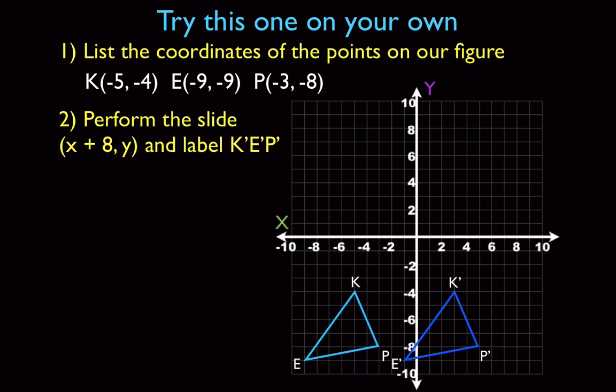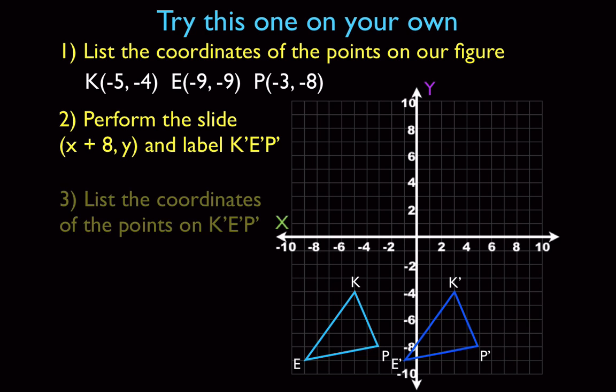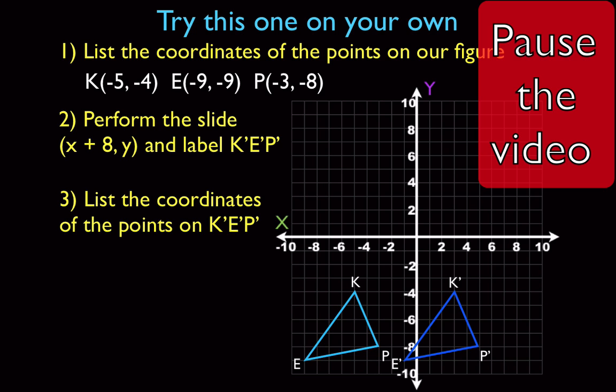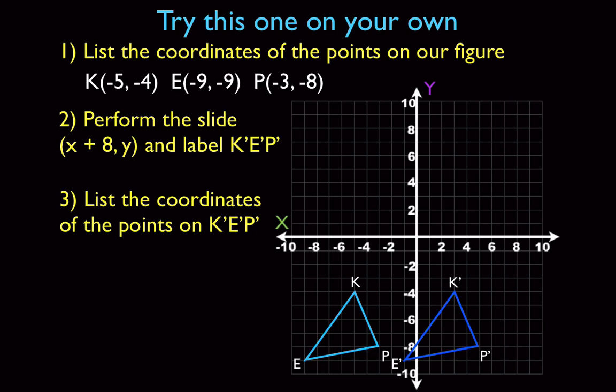As you can see, I went from -9 on the E point to -1, etc. So now what I want you to do, the last thing, and you can pause it again, is list the coordinates of the points on K prime, E prime, P prime. All right, what you have here is hopefully what you realize is all I did is basically add 8 to each of the X's.